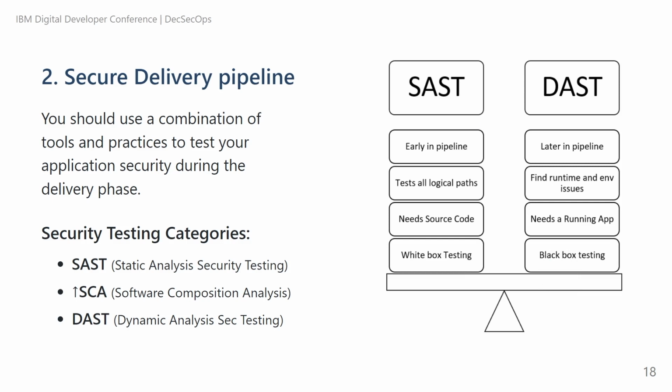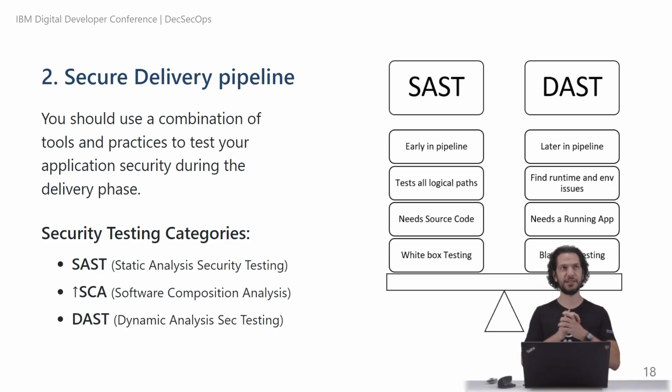Next is secure delivery pipeline, and we're going to talk about this more during our hands-on section. But this is the piece where you build security tests into your pipeline. Now, there are two famous types of testing in this section. One is called SAST, one is called DAST. SAST is static analysis security testing. DAST is dynamic analysis security testing.